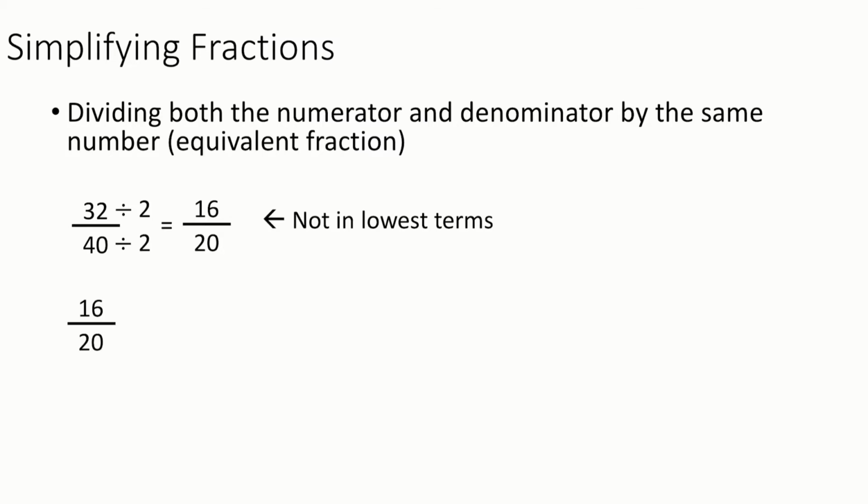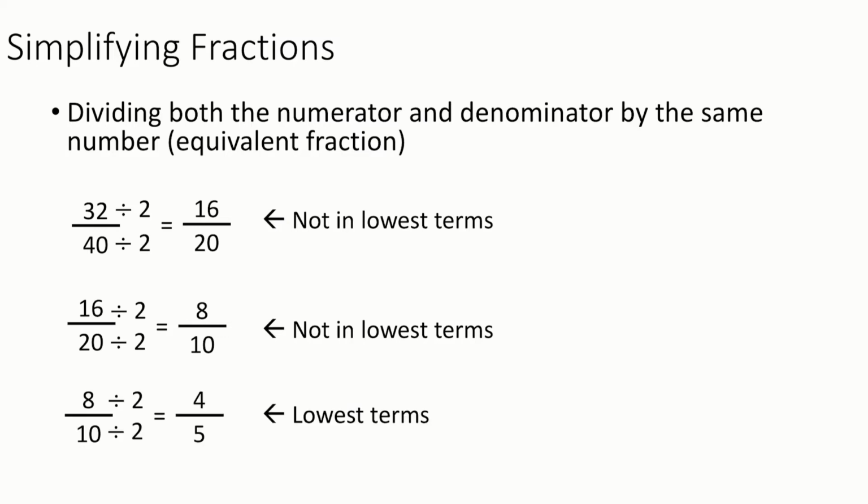So let's take the 16 over 20 and divide by 2 again. That gives us 16 divided by 2 is 8 in the top, and 20 divided by 2 is 10 in the bottom. This is still not in lowest terms because 8 and 10 are still even. So let's divide by 2 again. That will give us 8 divided by 2 is 4, and 10 divided by 2 is 5. Now, 4 and 5 don't have any common factors left.